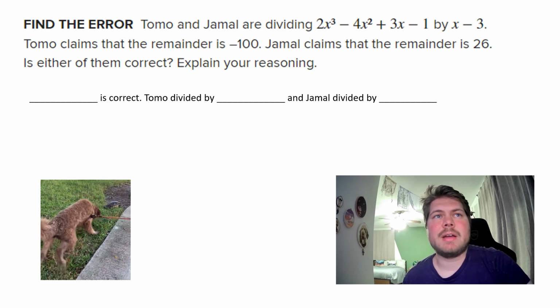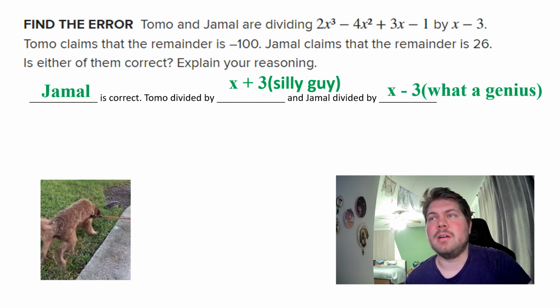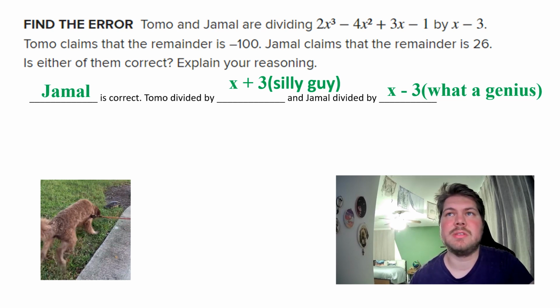So when we look back at the question, it was Jamal who was right. And that's because Tomo divided by x plus 3. What a silly little guy. And then Jamal, he was right on it. He divided by what he was supposed to.